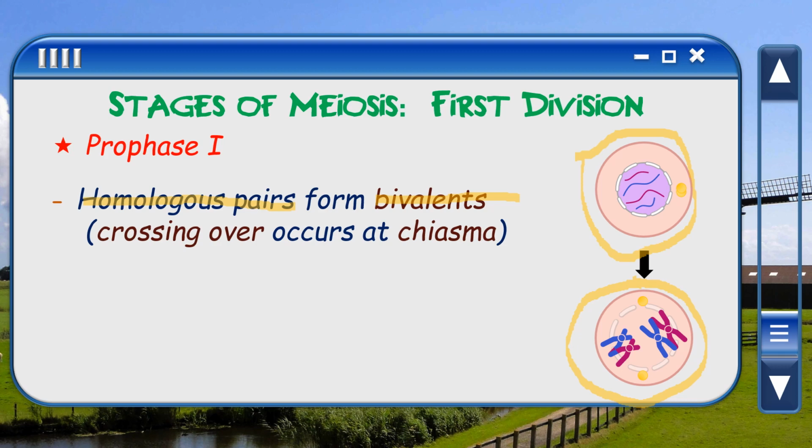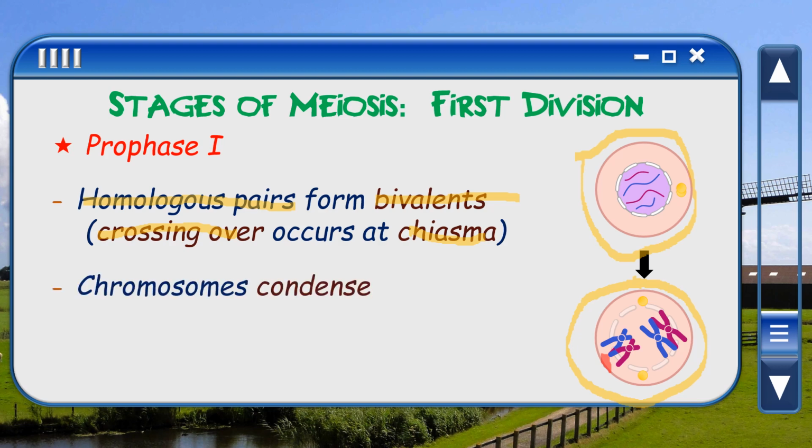When they form a bivalent, there is crossing over occurring at a chiasmata. If you look here, you can see that crossing over is taking place. At that point where they cross over each other, that is what we call the chiasmata. The homologous chromosomes form a bivalent, and crossing over occurs at that point called the chiasmata.